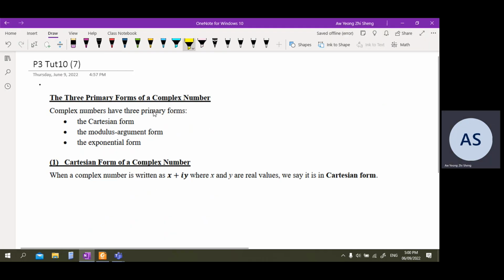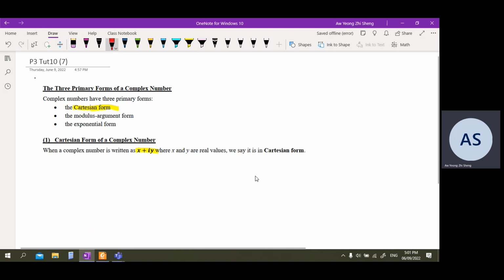So there are three primary forms in which a complex number can be written. First is the Cartesian form. So what is a Cartesian form? Cartesian form is the usual x plus yi form that we have been learning in the earlier parts of this chapter. When a complex number is written in the form of x plus yi, where x and y must be real values, we say it is in Cartesian form.